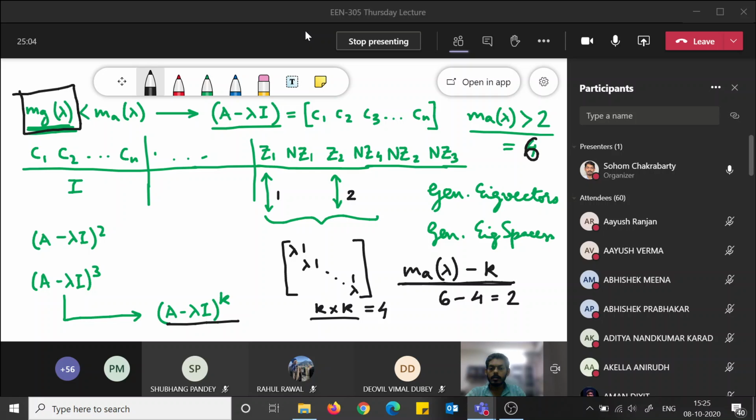And this particular vector is going to lead me to only one additional eigenvector. That eigenvector will be in this space. So in A minus lambda you are getting 2 eigenvectors, here also you will get 2, but here you will get 1, here you will get 1.